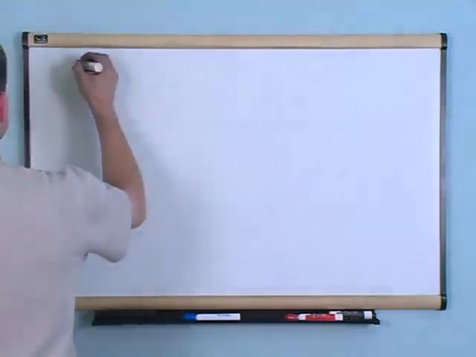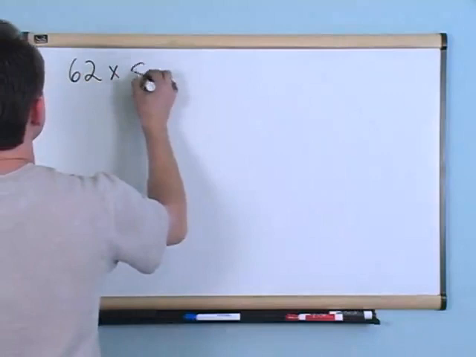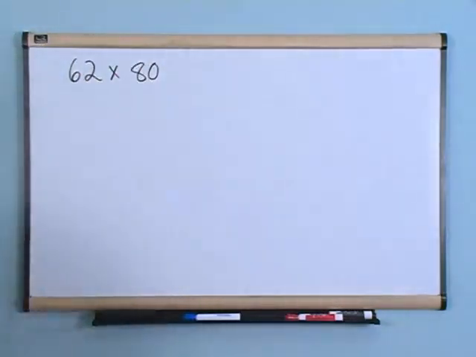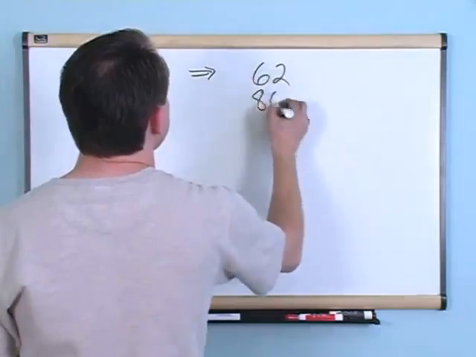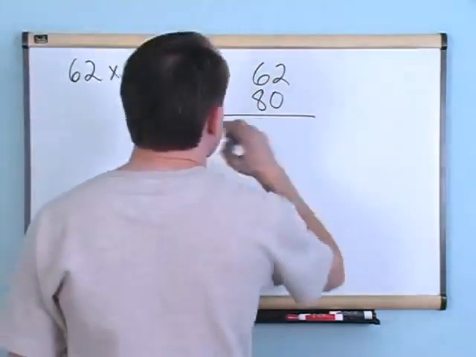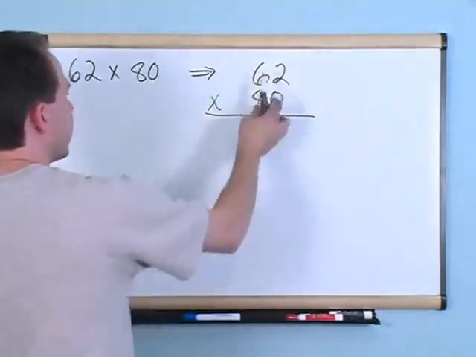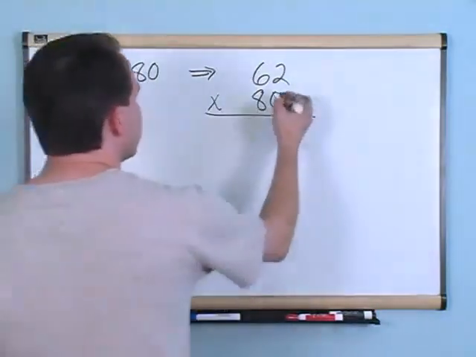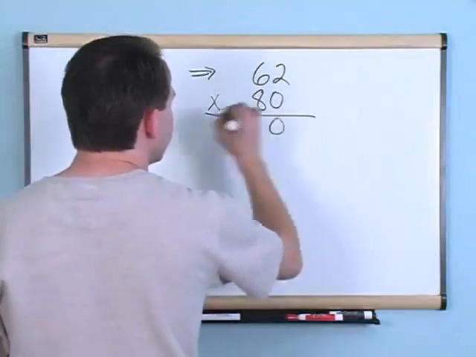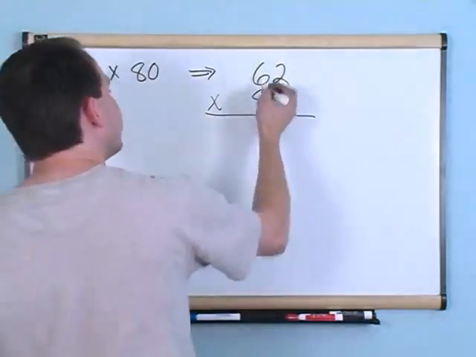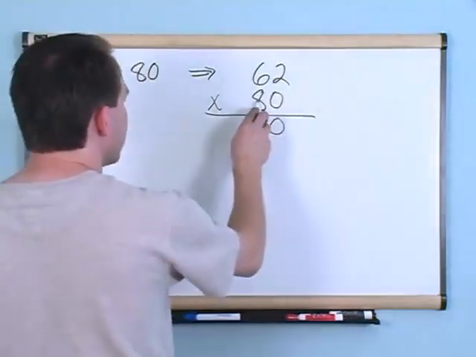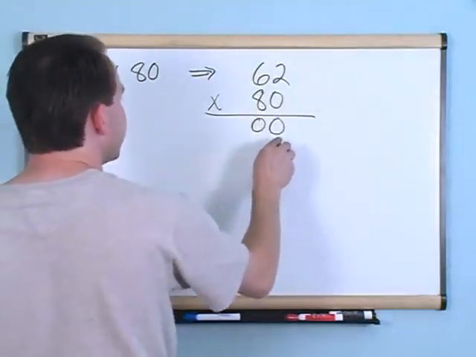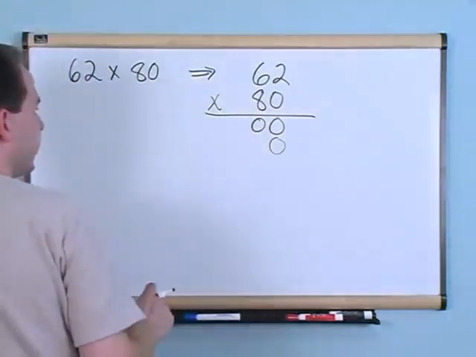Let's go on and do 62 times 80, okay? Now, what we're going to do here is start in the right-hand column, just like before. 0 times 2 gives you 0, okay? 0 times 6 gives you 0. That's pretty easy. Everything gives you 0. Now we're going to move on and multiply using the 8. And because we're doing that, we're going to have to put a 0 here before we can get started.